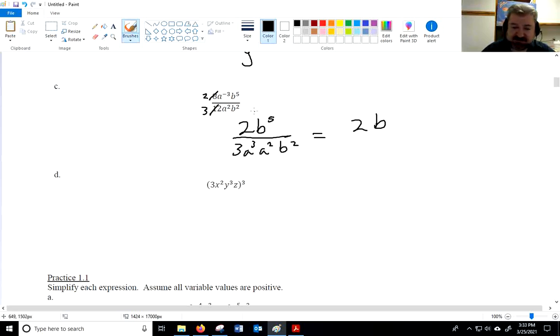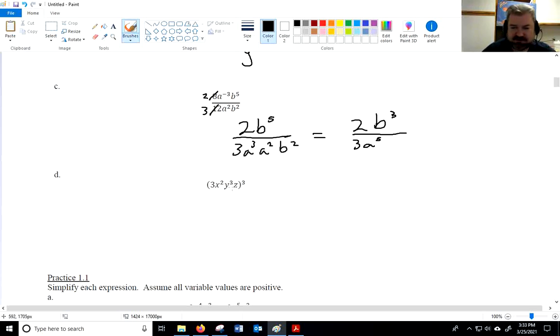Or if I had negative exponents on the bottom, I'd move them to the top. So 2b to the fifth over 3a to the fifth. Oh, and the b to the second and b to the fifth, we need to subtract. So 5 minus 2 is 3. And because 5 is bigger than 2, that's why the b cubed is on top.